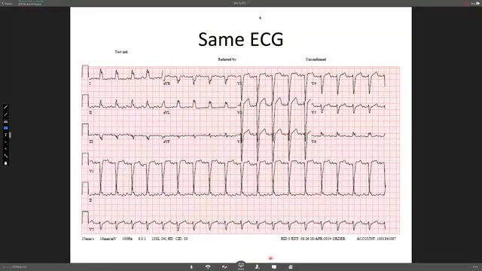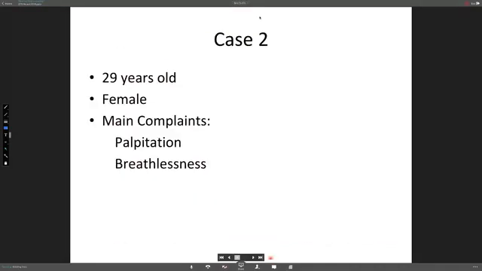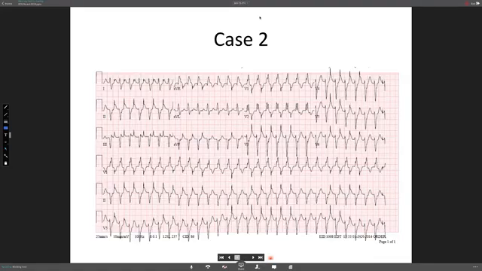So we'll go to our second case. This is a 29-year-old female who is otherwise fit and well, presented to the emergency unit with mainly palpitation and breathlessness. And that's her presenting ECG. I'll give you 15 seconds to look at the ECG.